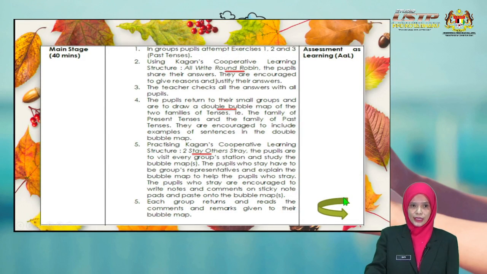For the main stage, also for 40 minutes, in groups, pupils attempt exercises 1, 2, and 3 for past tenses. Using Kagan's cooperative learning structure, round robin, the pupils share their answers. They are encouraged to give reasons and justify their answers. Let's look at the round robin.